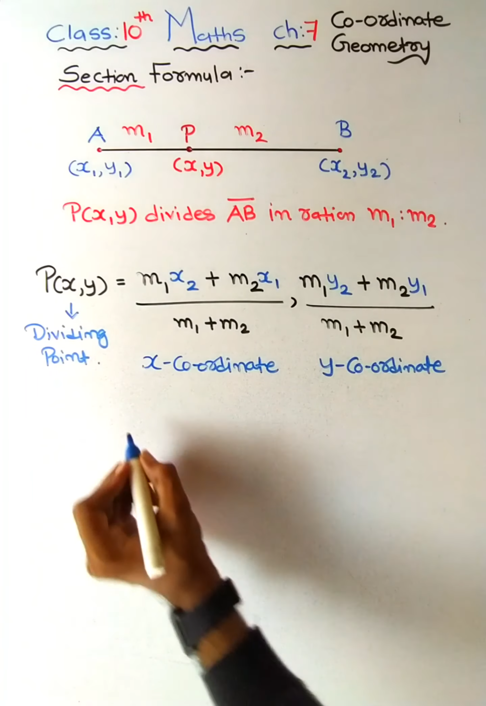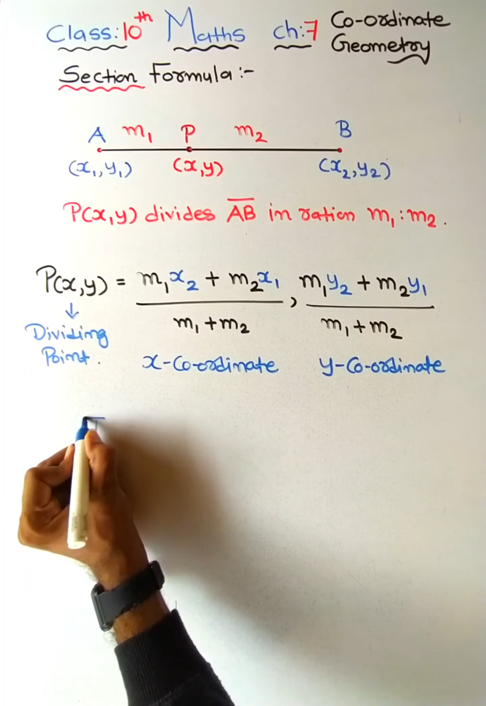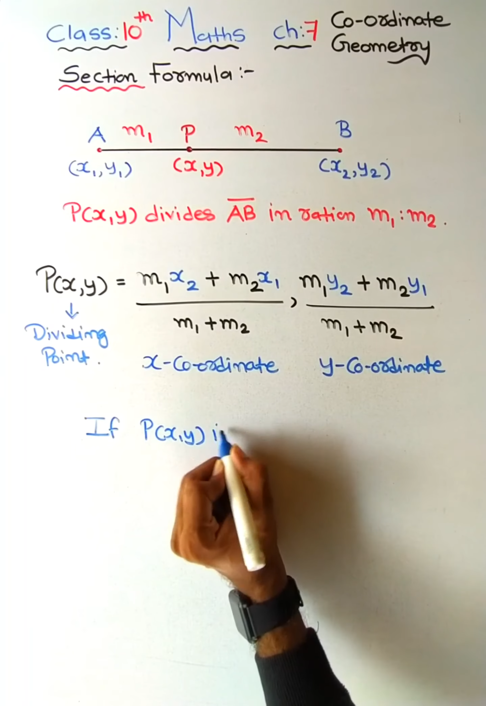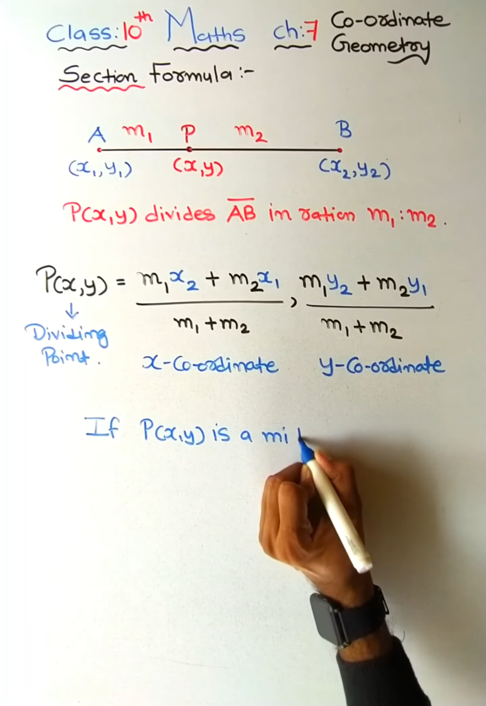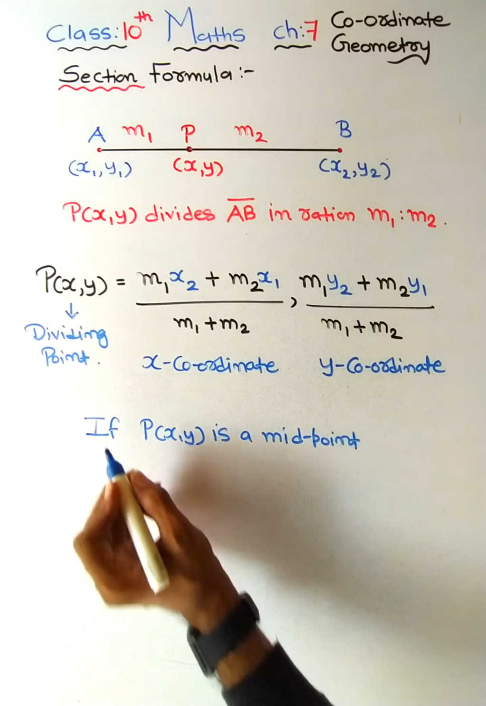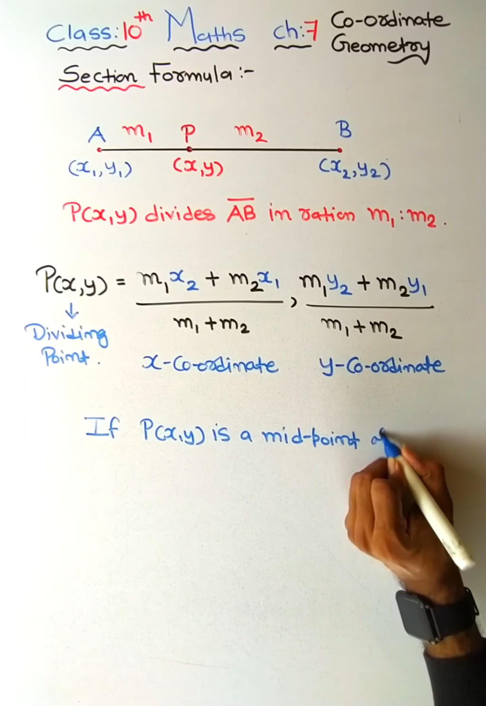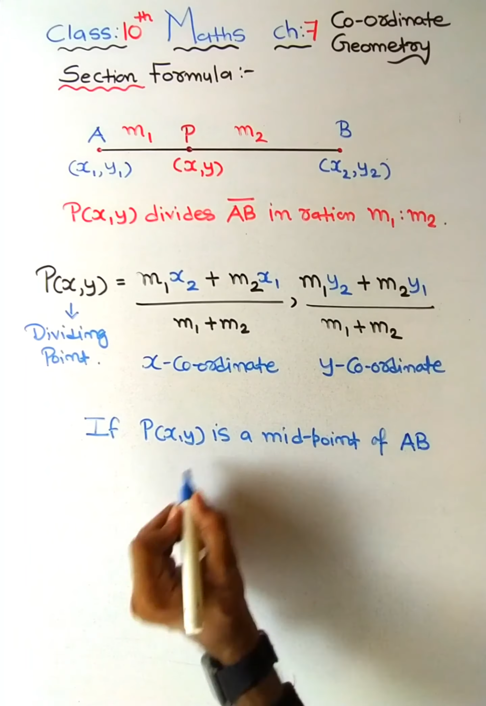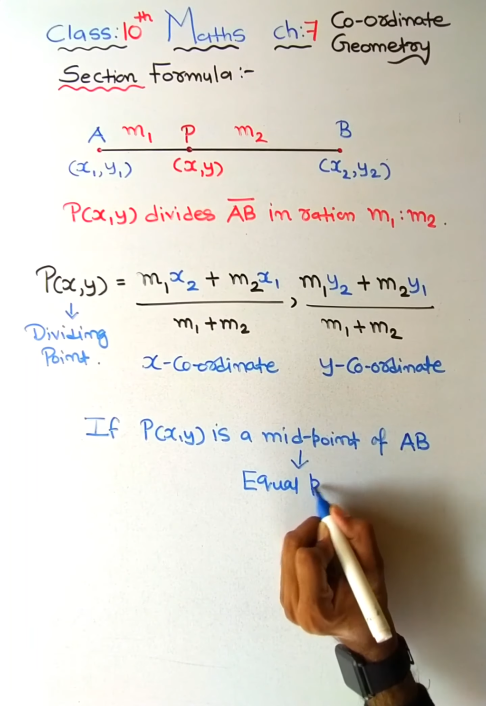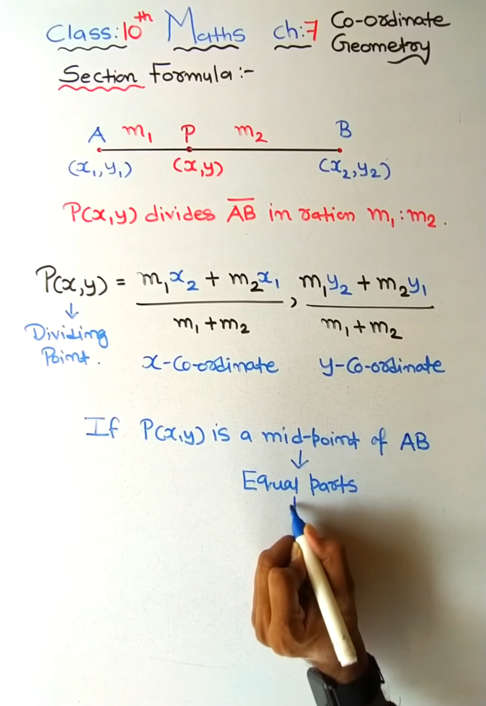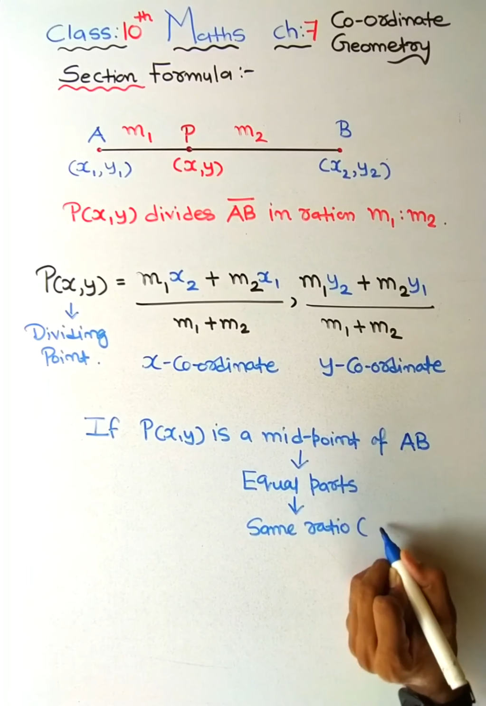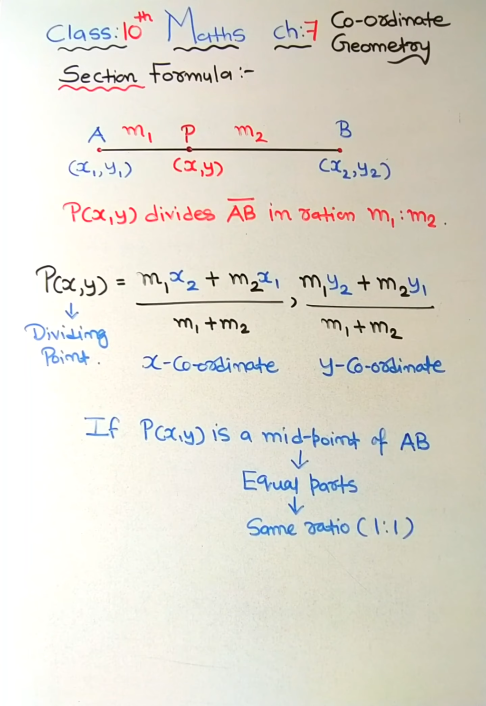Now suppose P(x, y) is a midpoint, so we will have a separate formula based on this only, but for midpoint. If P(x, y) is a midpoint of this line segment, that means equal parts, and equal parts means same ratio. Same ratio in the sense 1:1.